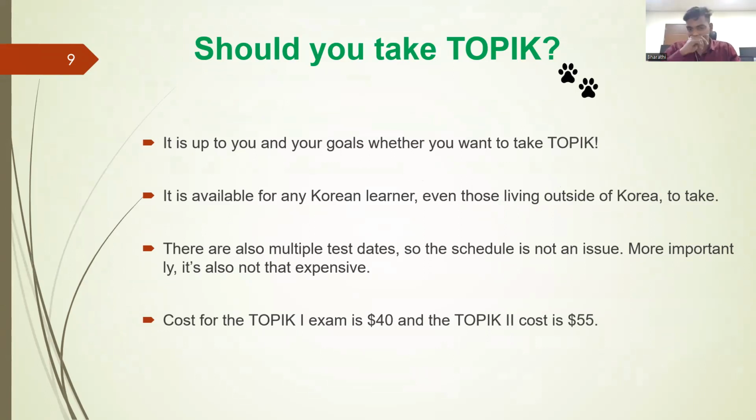And there are multiple dates per year. I think you can attend 6 times in total if you are in Korea. If you are outside Korea, I think it's 4 times. So with 4 chances, schedule is not a matter. More importantly, it's not that expensive either. TOPIK 1 is $40 and TOPIK 2 is $55 as an application fee.